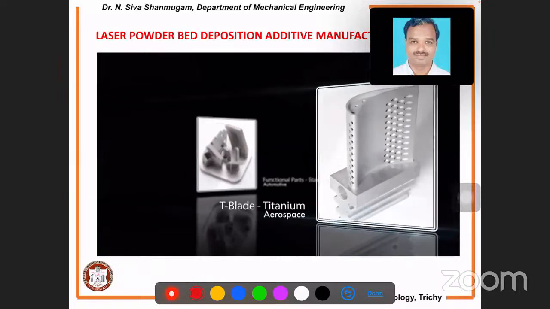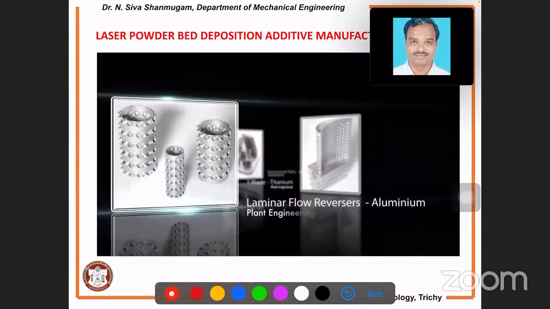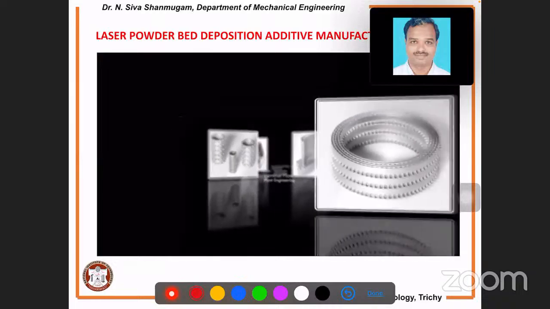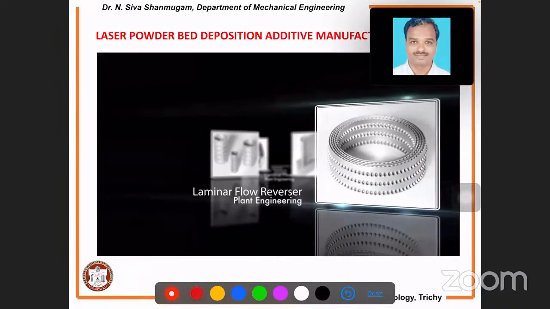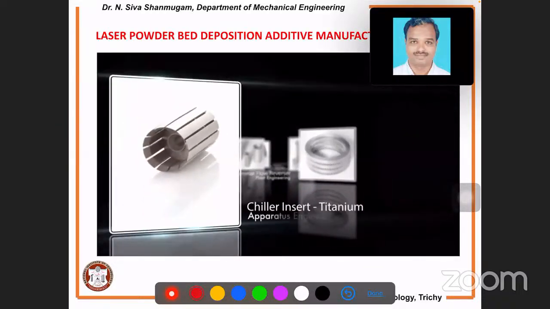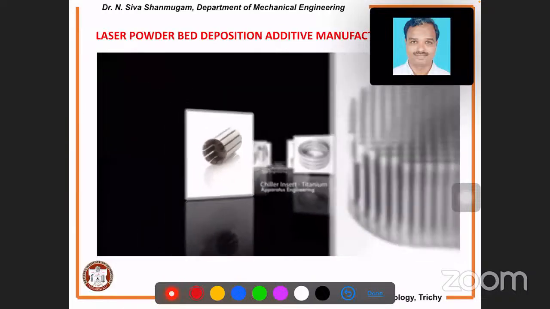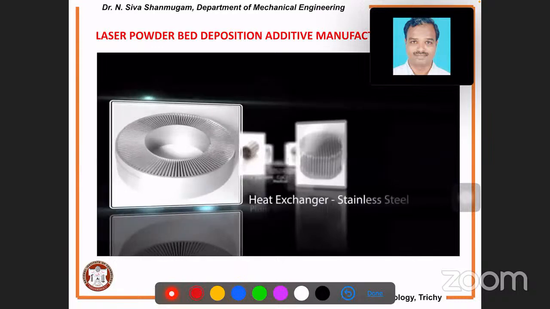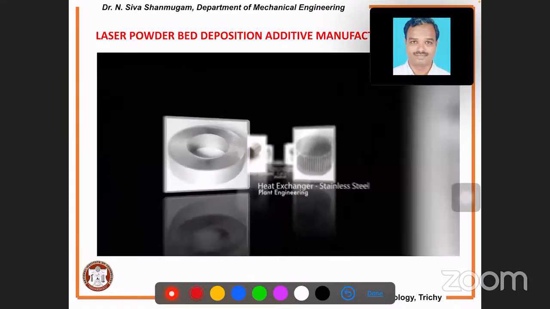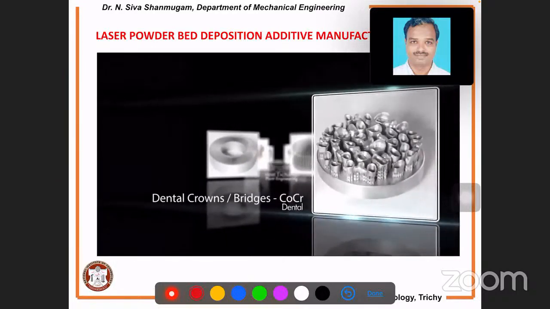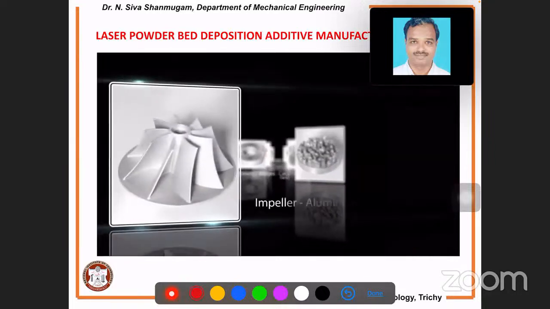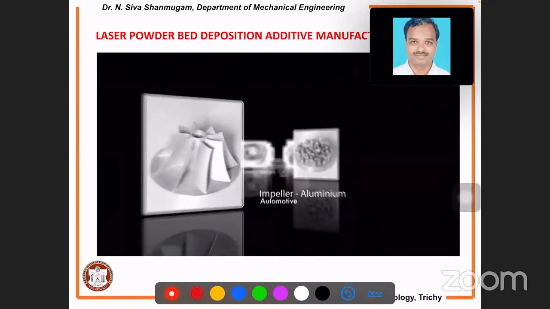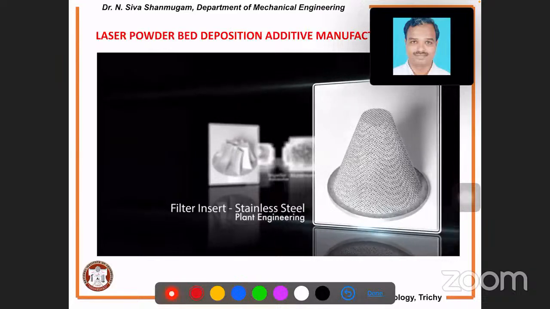So there is a wide variety of materials: titanium, aluminium, something about reverse engineering, maybe titanium used in implants, cobalt chromium, sensor elements, medical uses where they find out the temperature of the body. Even crowns are developed using this technology, and a small impeller used in a small turbine.